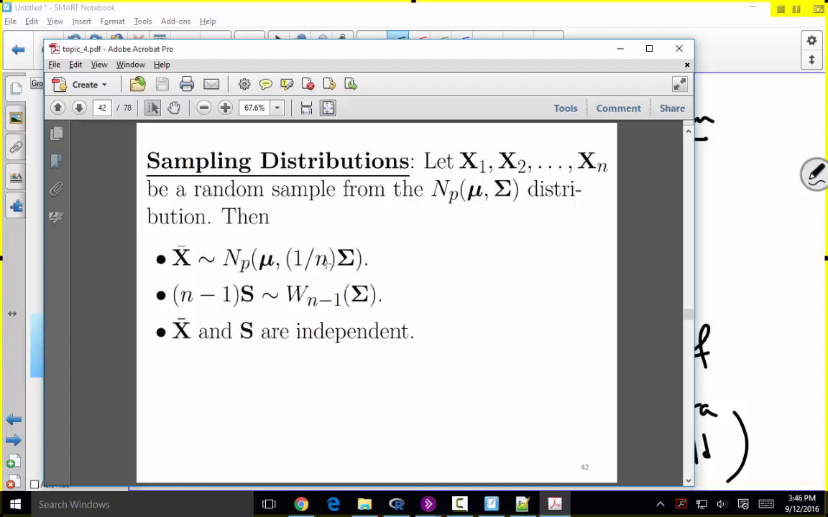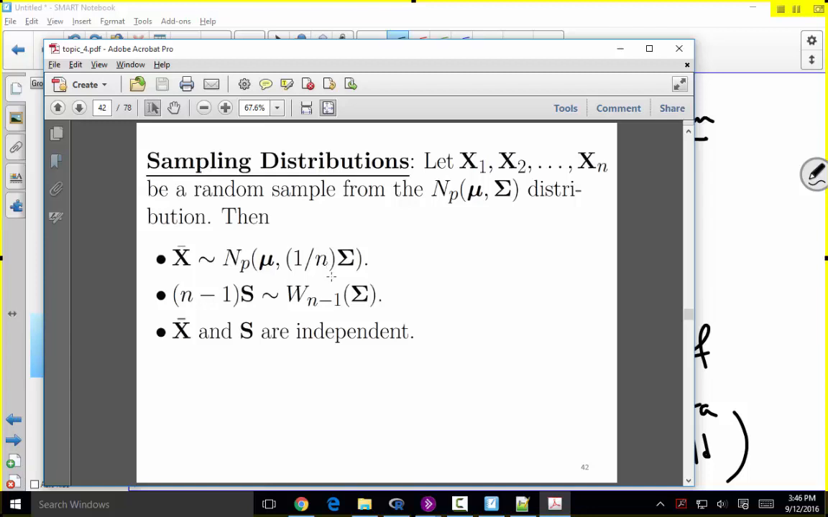That's analogous to the univariate case where we say x bar has mean mu, a scalar, and variance sigma squared, scalar, divided by n. The variability of a mean is smaller than the population variability. That's why we have 1 over n times sigma.